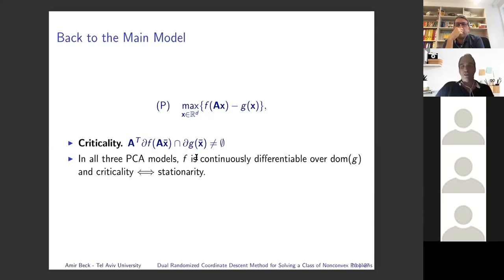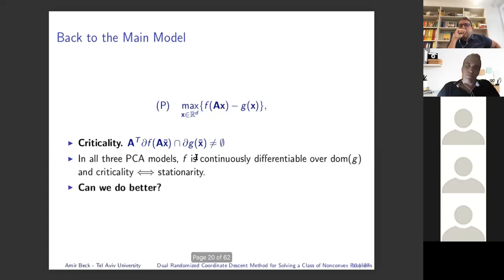And when we look at the difference between criticality and stationarity, specifically for the three PCA models that I showed you before, in these models f is continuously differentiable over the domain of g. And you can show that criticality and stationarity are more or less the same. So at least from this point of view, it's not such a problem to get a critical point, because they are equivalent to stationary, again, in the three models that I just showed you.